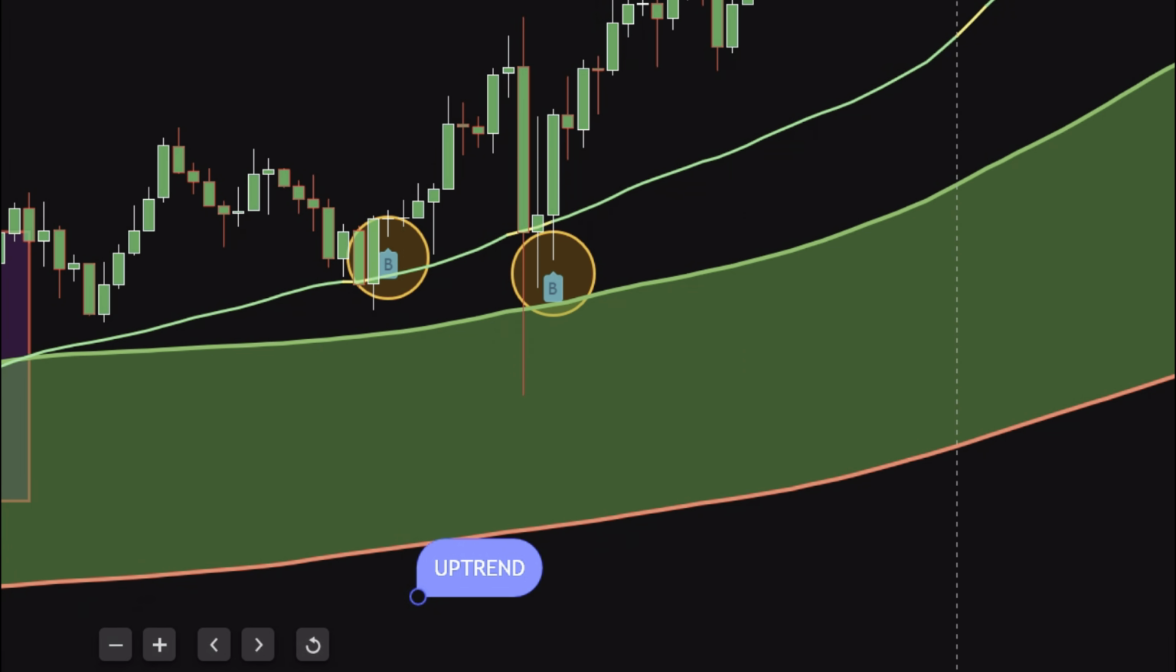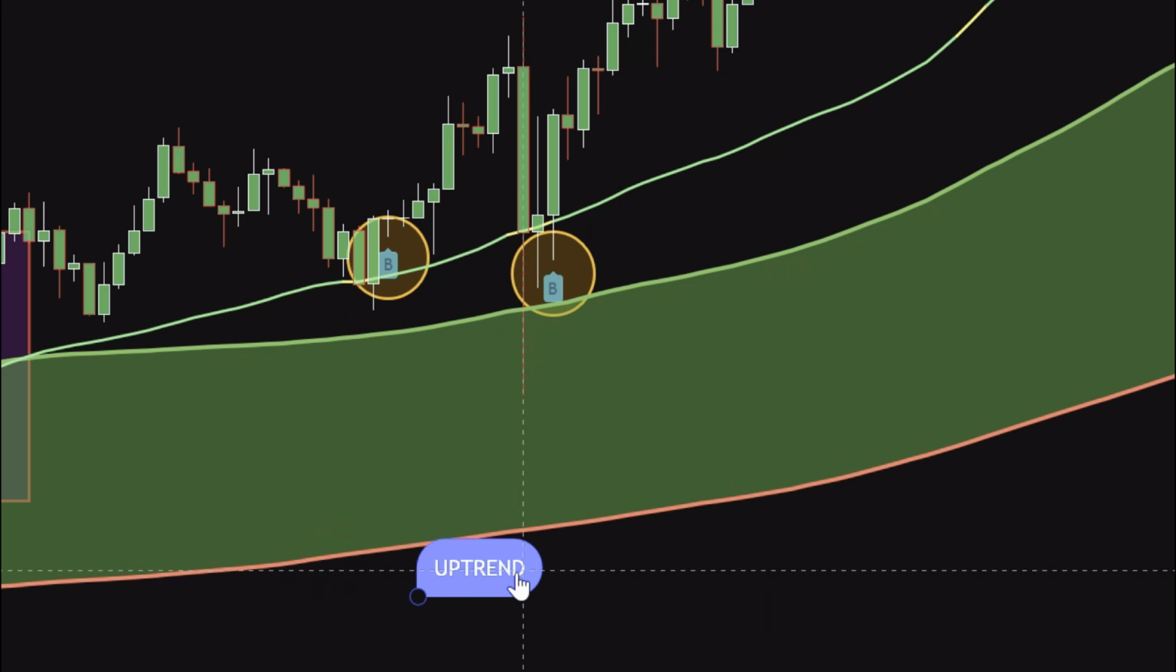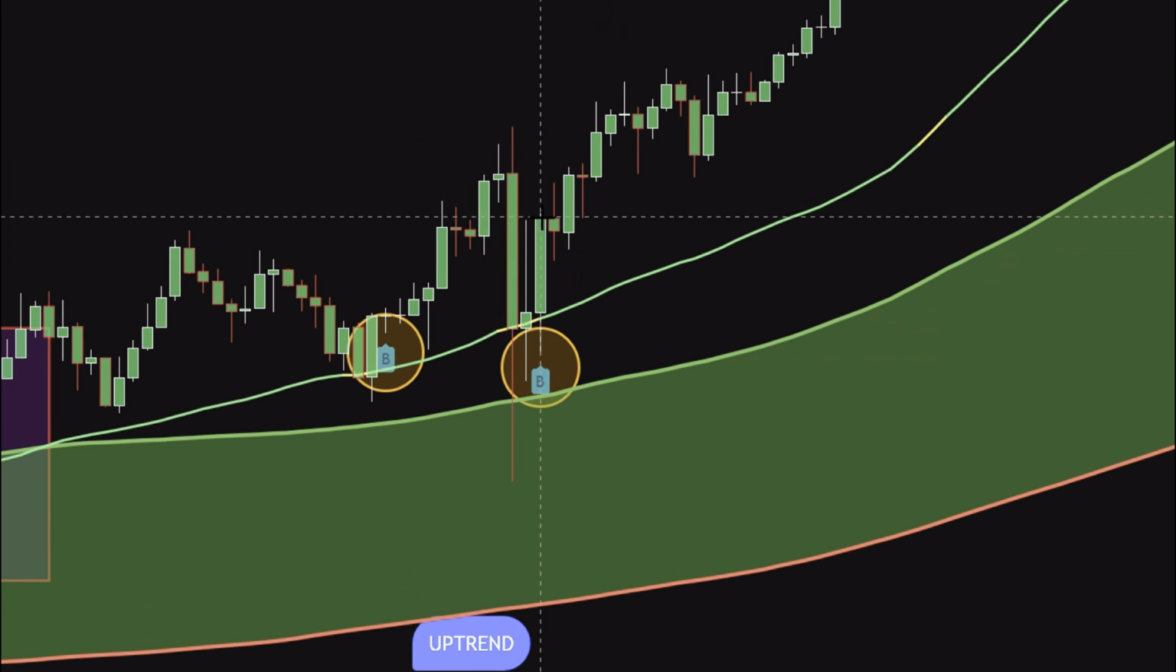This strategy works across all markets and all time frames because price structure is universal. You can use this on stocks, indices, crypto. It scales from 1 minute to daily charts because support and resistance and market structure exist everywhere.